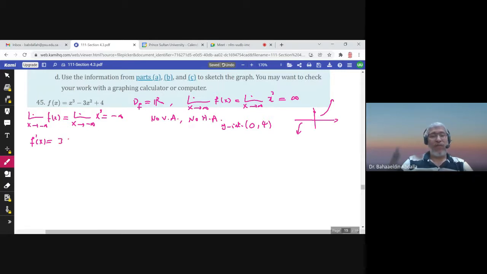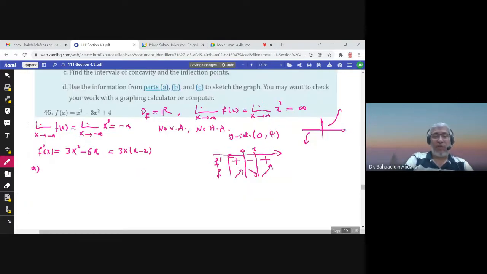Well, the first derivative is 3x squared minus 6x. And if I take 3x as a common factor, I have x minus 2. So 0 and 2 are the zeros of f prime. The coefficient of x squared is positive, so between the zeros the sign of f prime would be negative. So f is increasing, decreasing, increasing here. If he is asking about intervals of increase or decrease, I will write it for him.